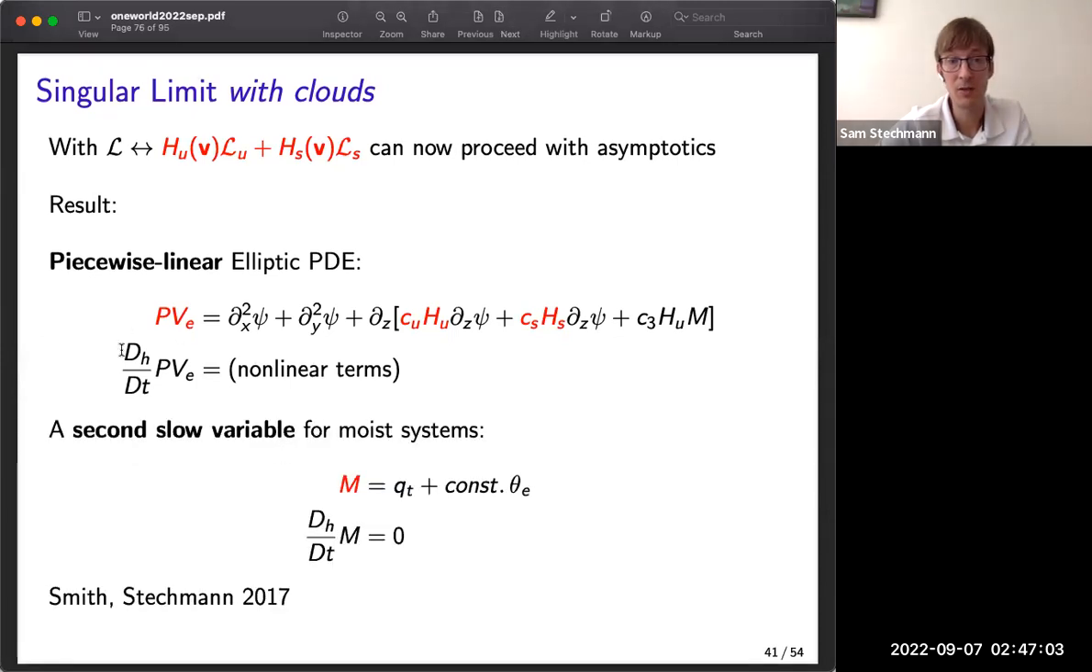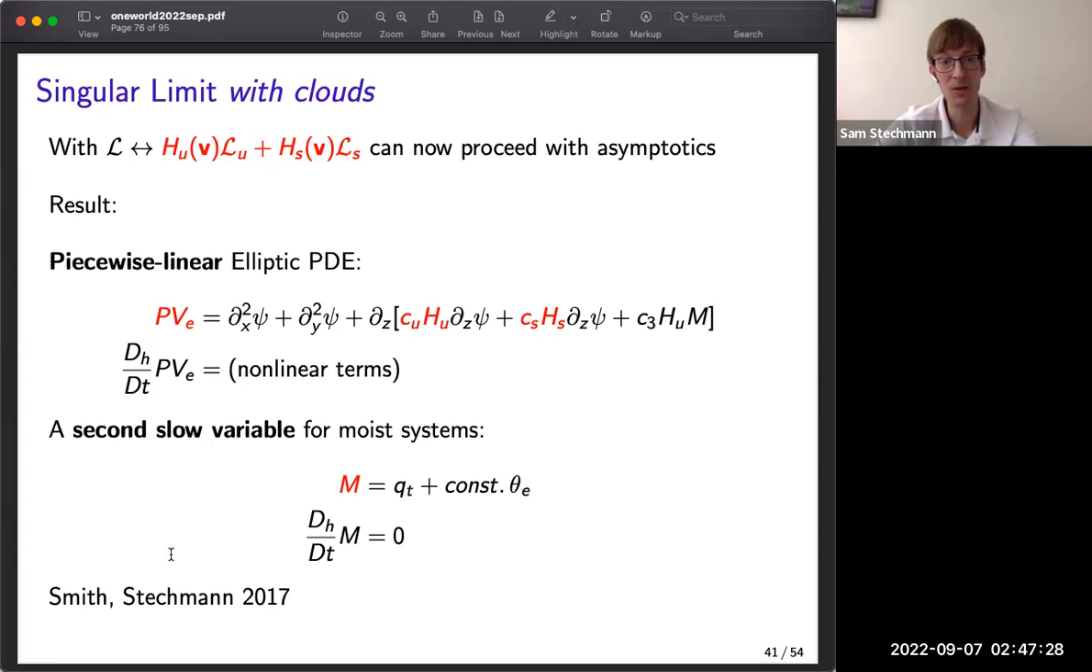You get not only an evolution equation for PV, but you get a second evolution equation. It's an evolution equation for this m variable. I've written the m variable in a different way now than I was writing it earlier. They're basically the same. The reason we call it m is because it's a moist variable, and writing it this way indicates that pretty clearly. This was work with Leslie Smith.